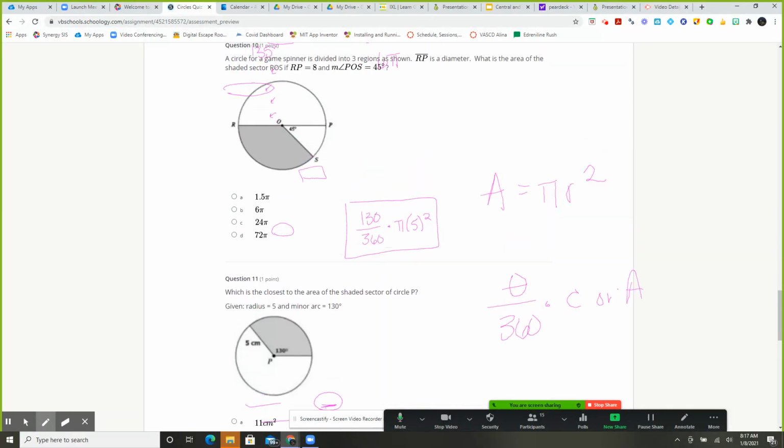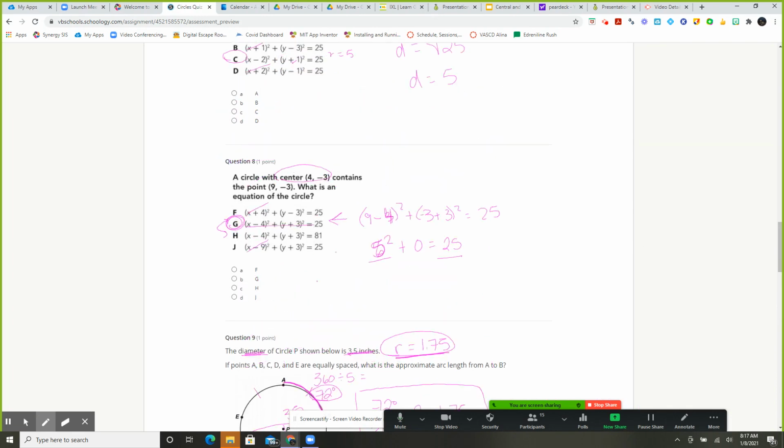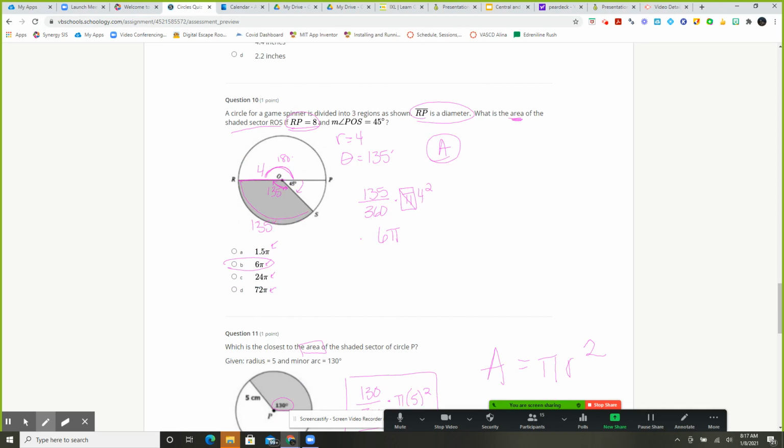Any other questions? Yeah. This set number 10 is wrong. Set number 10 is wrong? Yes, it's not the 6 pi. Let's reread the question and see what we did wrong. A circle for a game spinner is divided into 3 sections as shown. RP is the diameter. What is the area of the shaded sector ROS? If POS is 45.